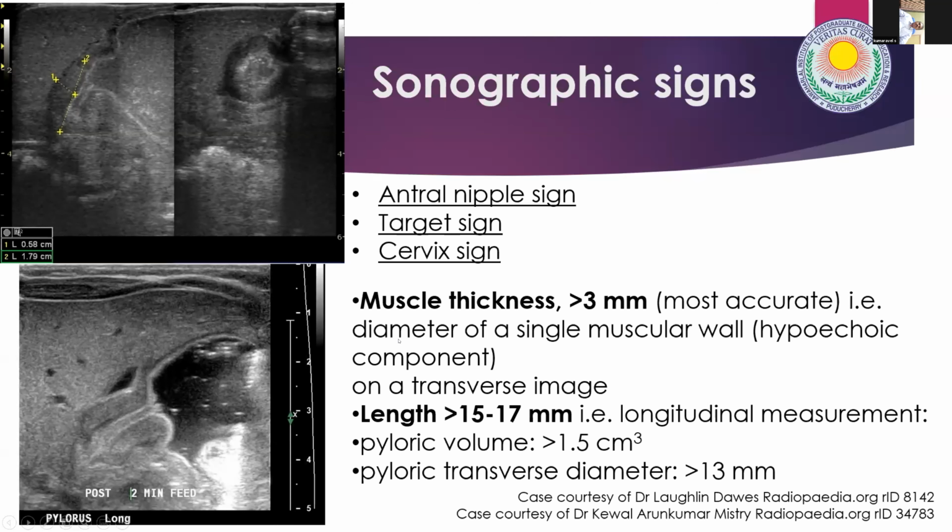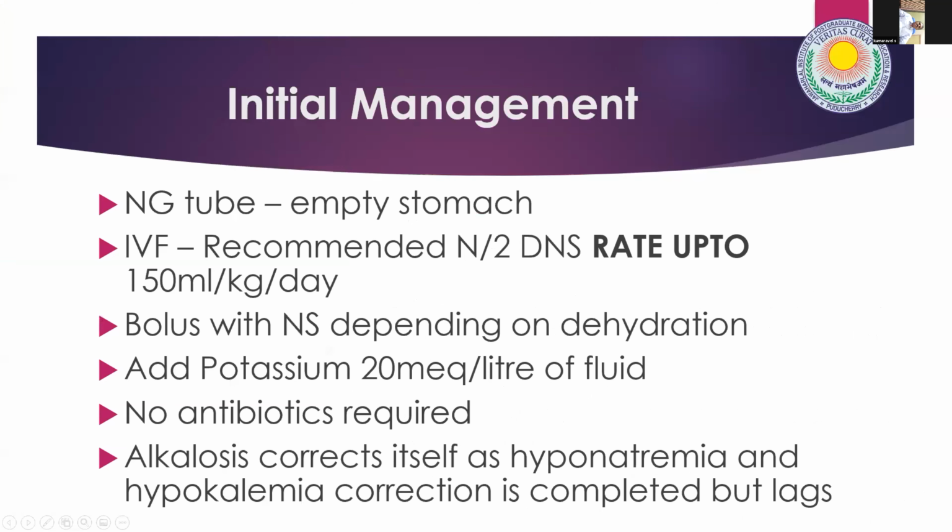Initial management is to put in an NG tube and empty the stomach. Fluids recommended are usually N/2 DNS with a rate up to 150 ml per kg per day, bolus with normal saline depending on dehydration, and potassium to be added at 20 milliequivalents per liter. Antibiotics are not required. Alkalosis corrects itself.